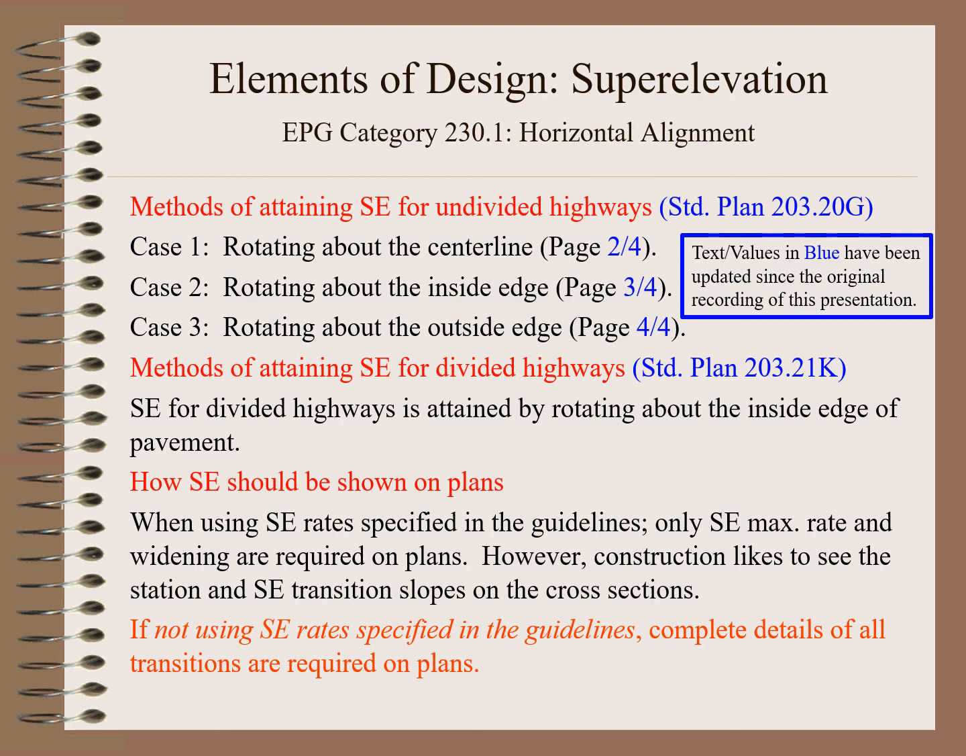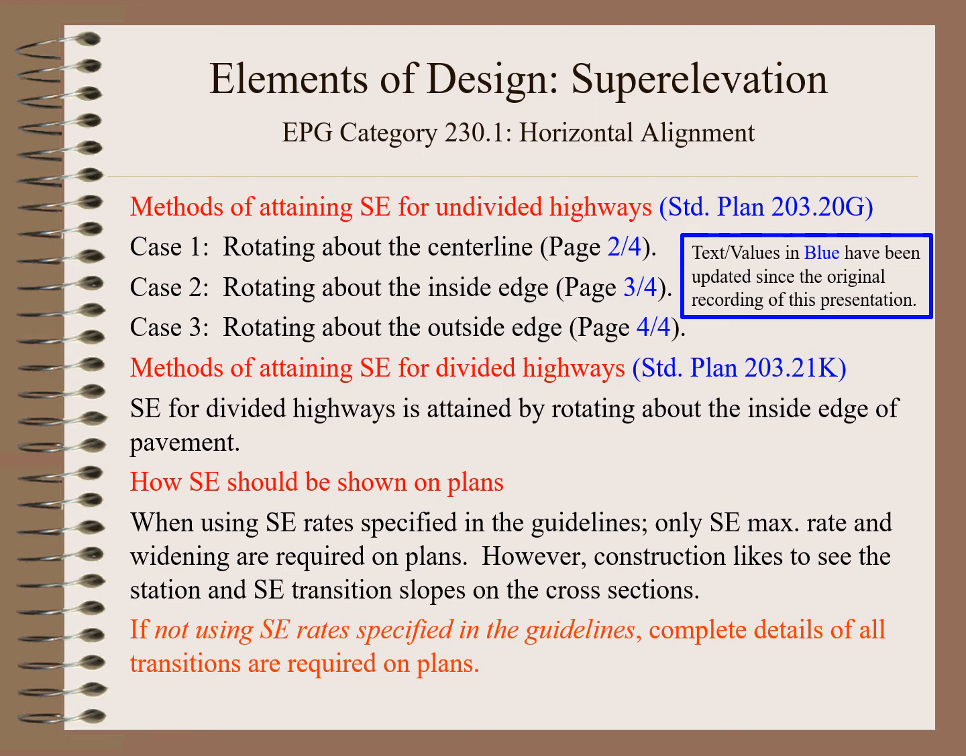How should you show superelevation on your plan sheet? Well, basically, when you are using the superelevation rates as specified on the tables without variation, you only need to show the superelevation maximum rate on your typical sections and any widening that is required.